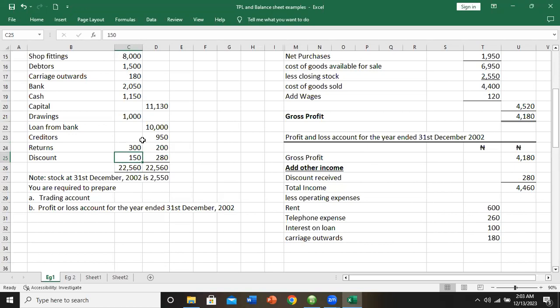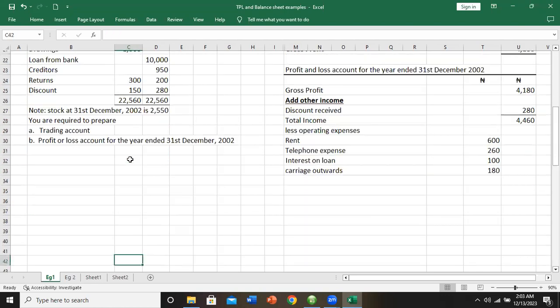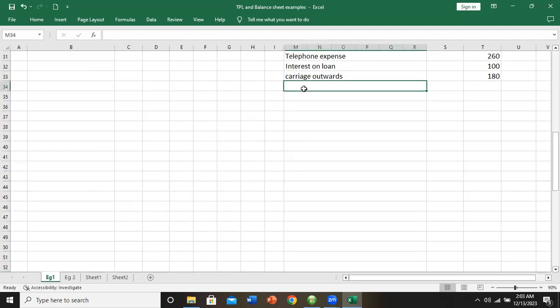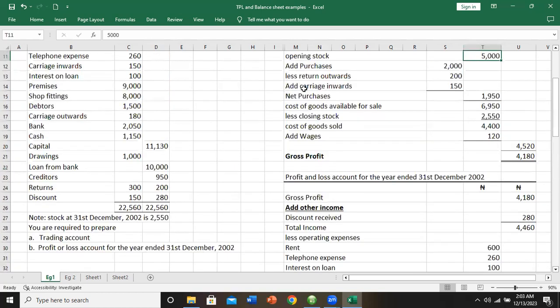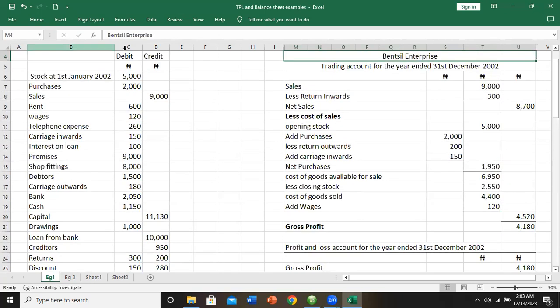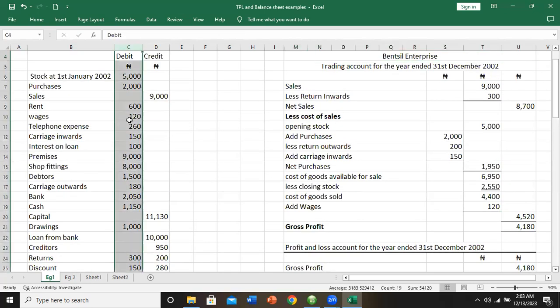Then the last one is discount. That's the discount allowed of 150. So we put in the discount allowed 150. And that's all for the expenses that we have. So ladies and gentlemen, once again, if you are looking for expenses, focus on the debit side of the trial balance, but make sure you don't add any asset to it. Okay, because assets will go into the balance sheet.